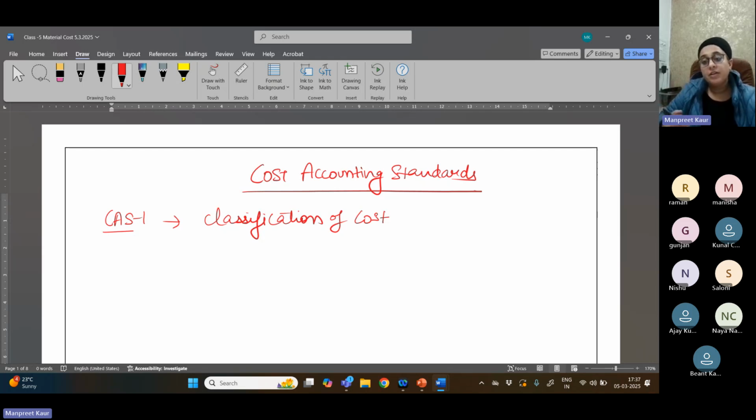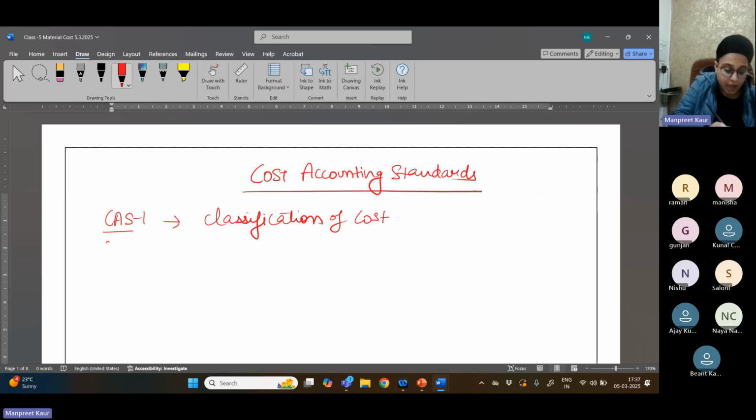Then we will get the selling and distribution cost added, and we will get the cost of sales. Again we will add the profit, we will get the sales. This is the format for the cost sheet we did in the last class.